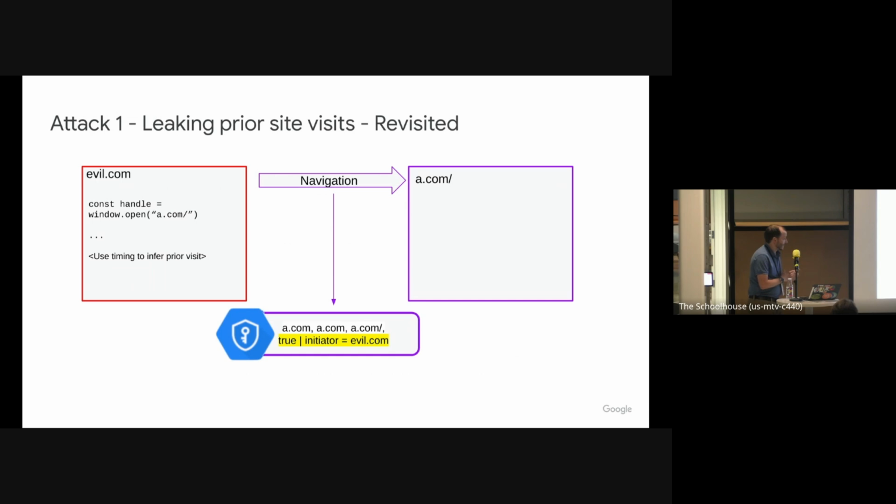So going back to the attack scenarios, this illustrates how incorporating the initiator into the key mitigates the attack. Here, if evil.com initiates the navigation, the is cross-site navigation bit will either be true, or if we incorporate the whole initiator into the key, it'll just be evil.com. And this won't share a cache partition with previous, for example, Omnibox navigations to a.com.